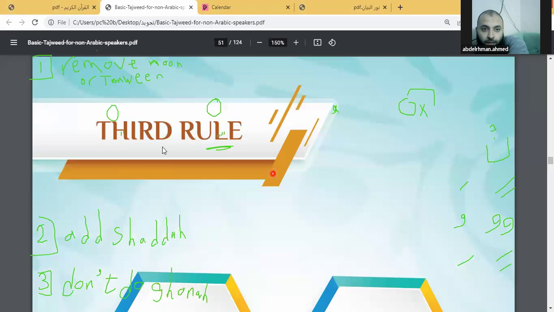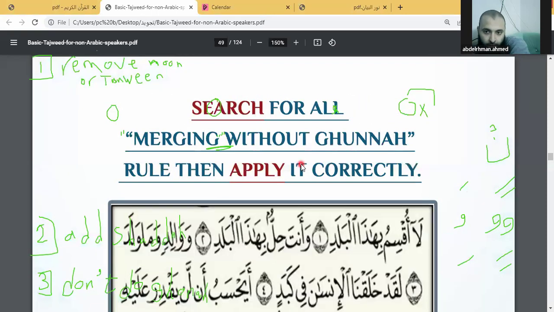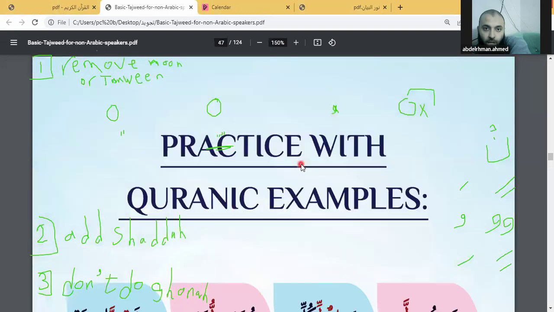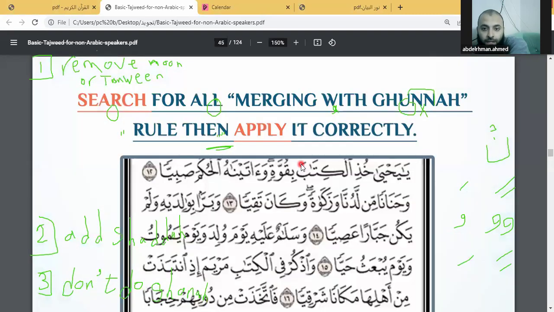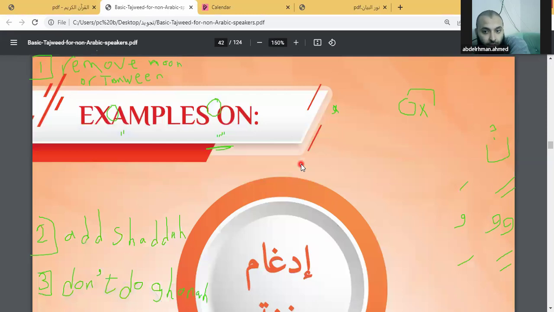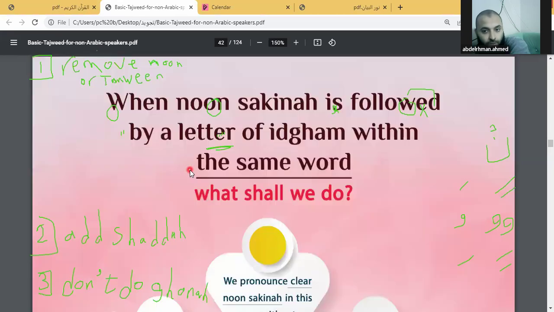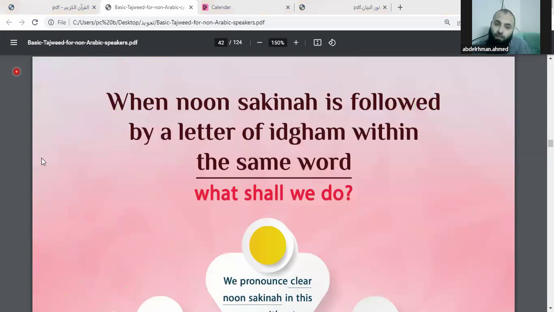We just have one, this is the third rule. Before we move to the third rule, we have one exception. What's the exception? Remember when we studied the rules of noon, of merging with ghunnah? We said when the noon or the tanween is followed by one of the merging with ghunnah letters, we should apply the merging with ghunnah, like remove the noon and add shadda to the next letter and do ghunnah.